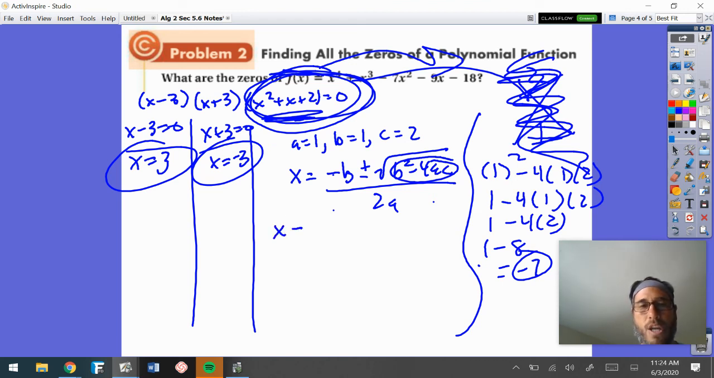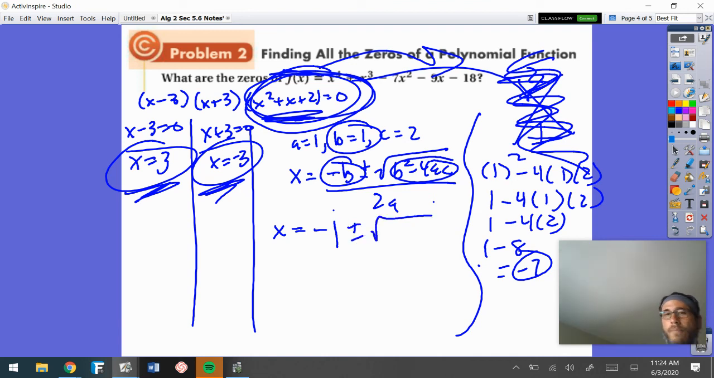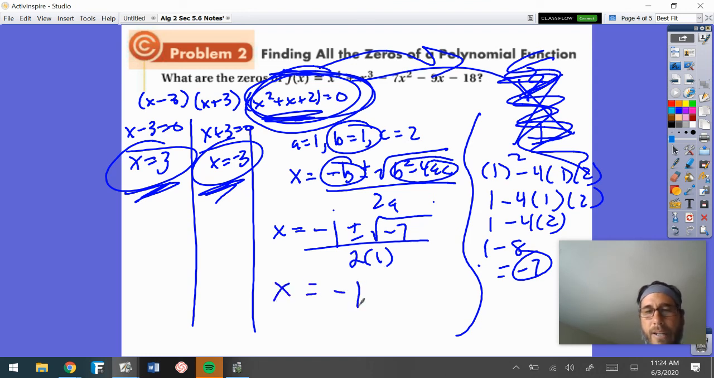Okay, and you're going to find out right here. Here we go, x equals, right? Because these are all x equals. So this already gets us in that format. Opposite of b, what's the opposite of b? Well, the opposite of a positive one is a negative one. Plus or minus the square root of the discriminant, which would be negative 7, all over 2 times a. Okay, now remember, can we have a negative and a square root? No way, Jose. So we're at negative 1 plus or minus i square root 7.